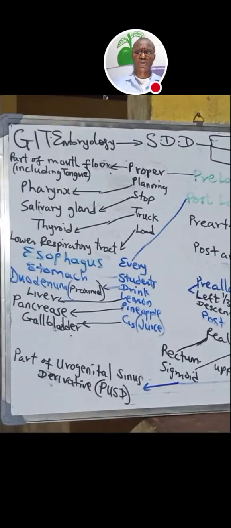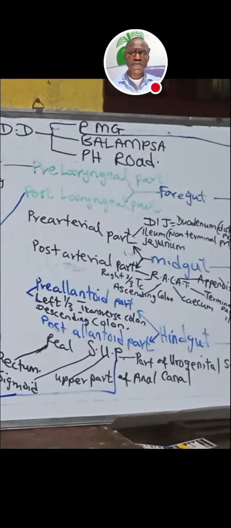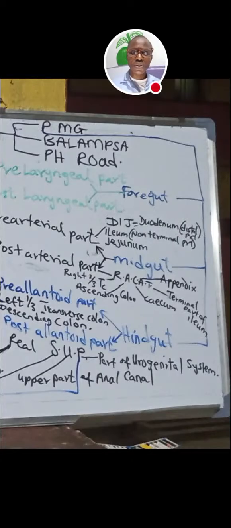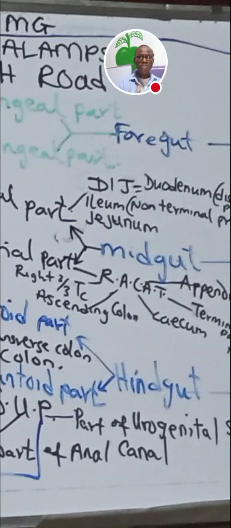I want you to really understand this. So as we talk about the primitive gut formation, please pay attention closely. We said foregut, midgut, and hindgut. You can see it on blue. Now, this foregut, midgut, and hindgut is further divided into prelaryngeal part and postlaryngeal part. Then the next one is pre-arterial part and post-arterial part. That is for midgut. Now, the hindgut is pre-allantoid part and post-allantoid part.